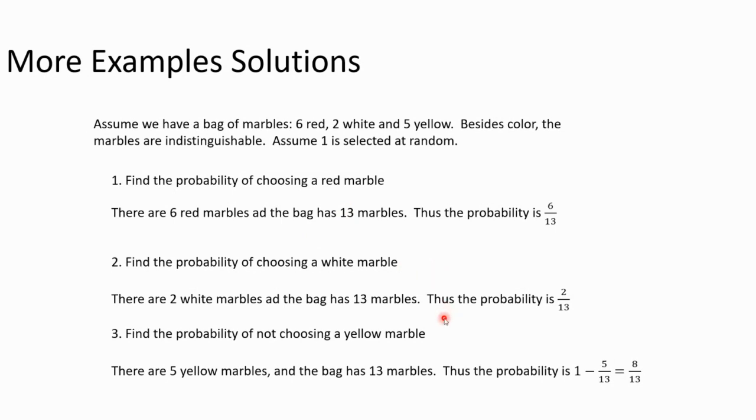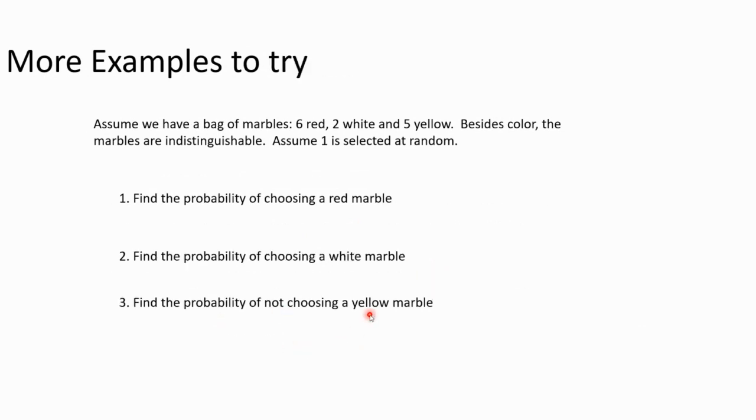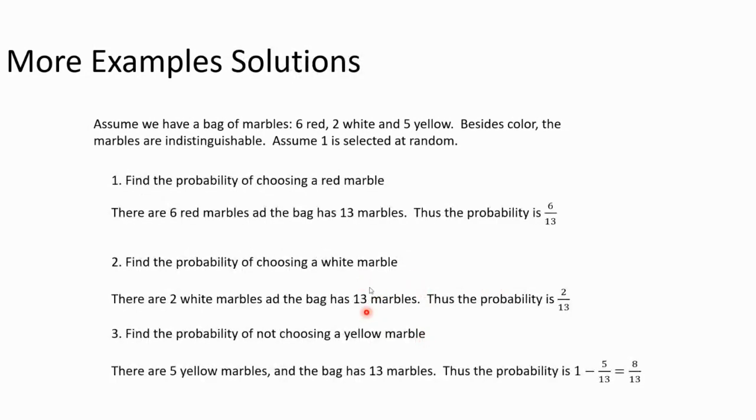Okay. Now what about the probability of not choosing a yellow marble? Well, what would the probability of choosing a yellow marble be? Kind of like with 1 and 2, similar reasoning. The probability of choosing a yellow marble would be 5 out of 13. There's 5 yellow marbles in there. But we don't want a yellow marble. We want the probability of not choosing that. So it would be 1 minus that. So 1 minus 5 out of 13, which is 8 out of 13. So that's what we would get.